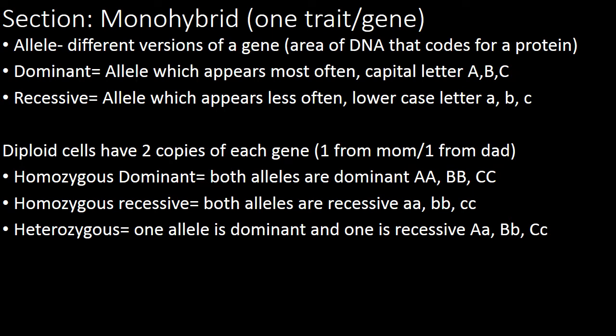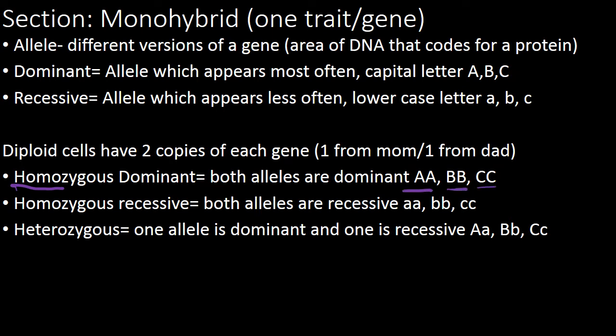When we look at diploid cells, remember diploid means you have two copies of a gene. You got one copy from mom, one copy from dad. You could be either homozygous dominant, homozygous recessive, or heterozygous. What does homozygous dominant mean? Homo means same. So both the letters you got, one from mom, one from dad, were dominant. So for example, you got capital letters, both of them capital.